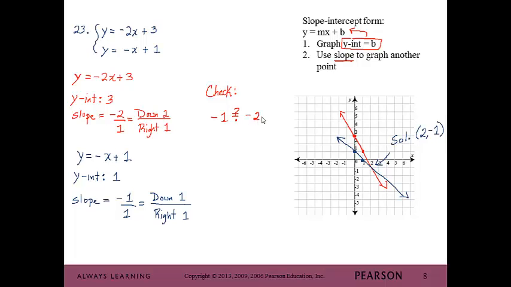and then we have negative 2 times 2 plus 3. Well, negative 2 times 2 is negative 4 plus 3, which is negative 1. So it works for the first equation. And let's check it for the second. So now we're going to have negative 1. And then we're going to have negative times 2 plus 1. So negative and then 2 plus 1. So negative 2 plus 1 is negative 1, which is equal to negative 1. So it works for the second equation. So we can say, yes, this is our solution.